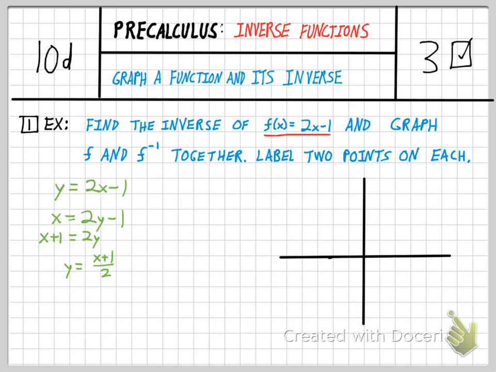I'm going to use inverse notation for my final answer. And it's going to look like (x plus 1) over 2. And if I want to write that in slope-intercept form, it would be 1/2 x plus 1/2. I get that by distributing the 2. Alright, so I have found my inverse function. What's left is to graph the two.